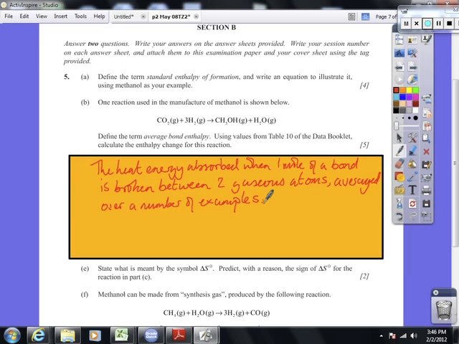For example, the carbon-carbon bond exists in many different molecules. The value given in the data booklet is the average. They're all pretty close. The value in the data booklet, paper 10, is the average of the common carbon-carbon bond.